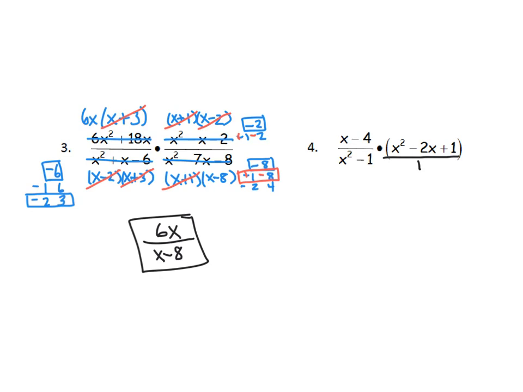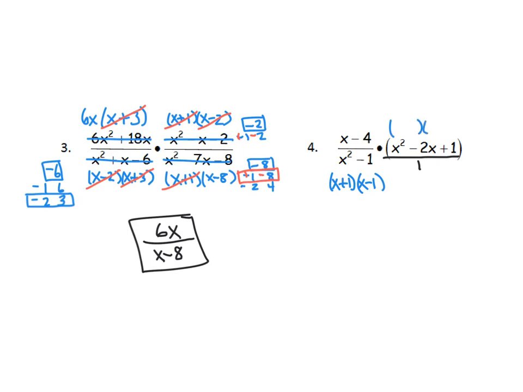All right, last one today. x minus 4 is in factored form. It's a binomial factor right here, and it's fine and simplified. In the denominator, remember x squared minus 1 is a difference of squares. We can put an x here and an x here. The 1 is 1 times 1, and we need a positive and we need a negative.